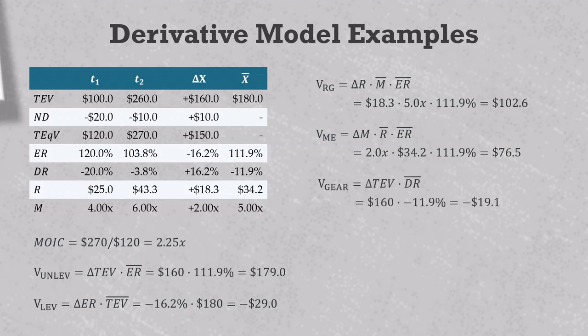Gearing is the $160 million enterprise value growth times the average debt ratio of negative 11.9%. And what we see here is a measurement of the drag of excess cash on the company's equity value growth.